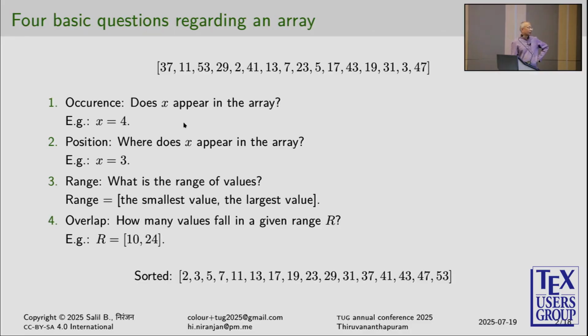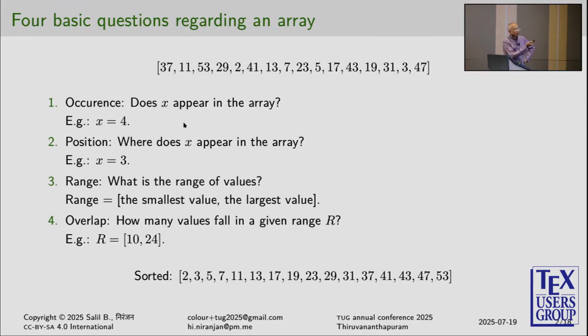Position, where does 3 appear? 2, 3, second position. Range, what is the range of values? Now it's very simple. Just look at the first number, that's 2, the last number, that's 53. Overlap, how many values fall in this range? 10, 24. 2, 3, 5, 7, next is 11. So 10 lies between 7 and 11. And then I have to go all the way up to 11, 13, 17, 19, 23, 29. So 24 lies between 23 and 29. I made a mistake. So there are 5 values actually that lie between 10 and 24, not 4.